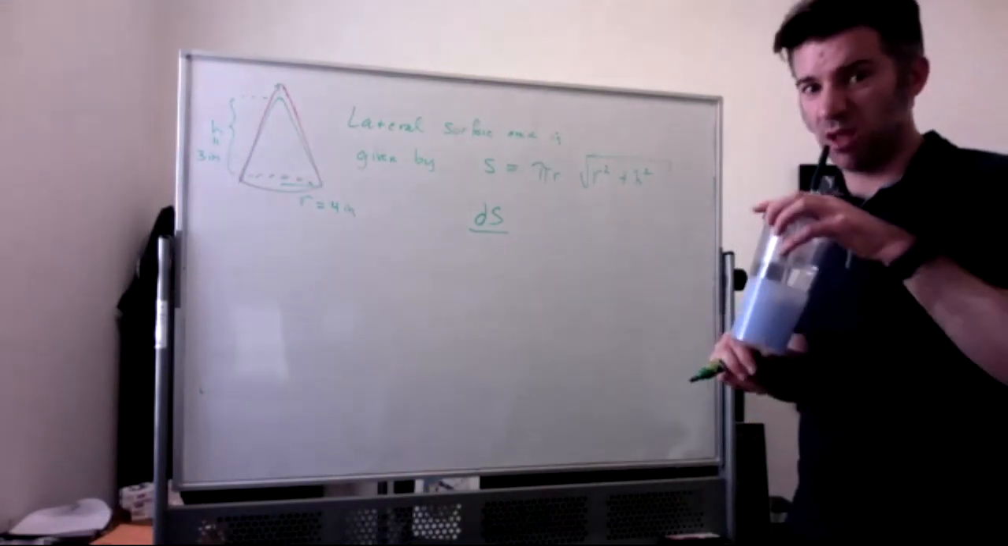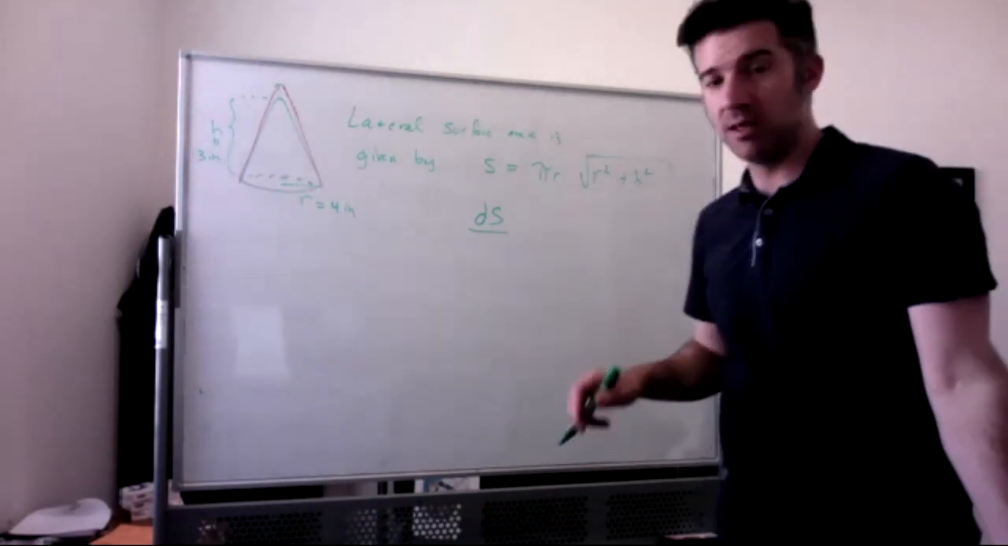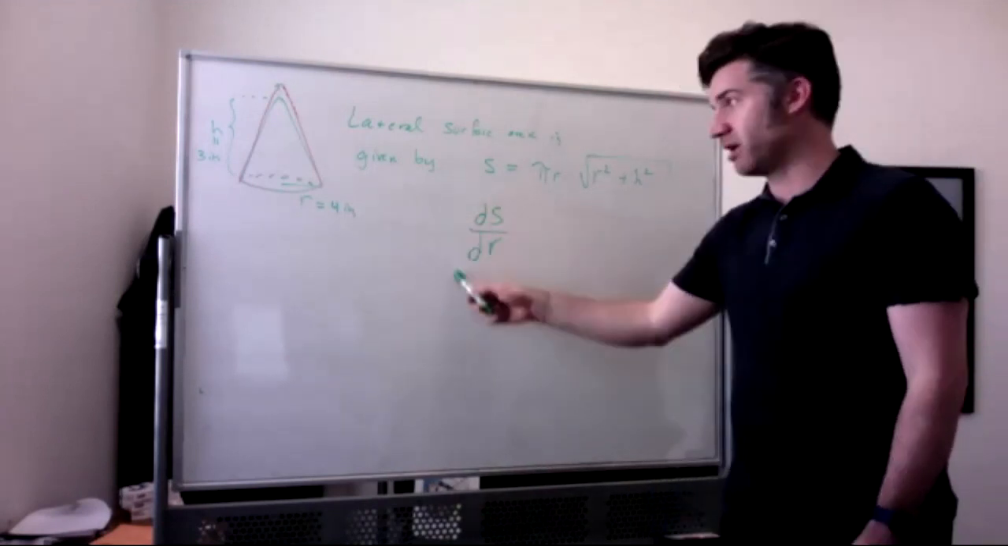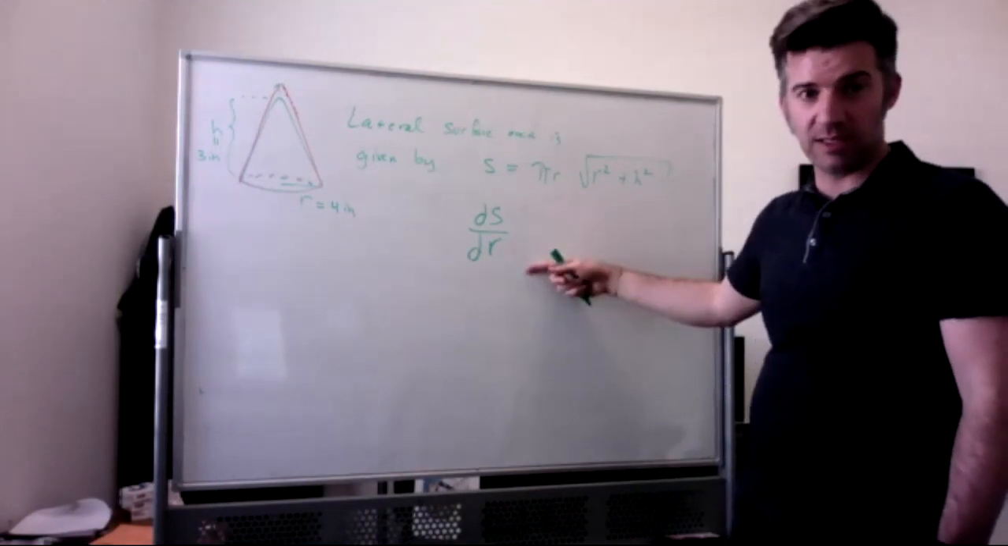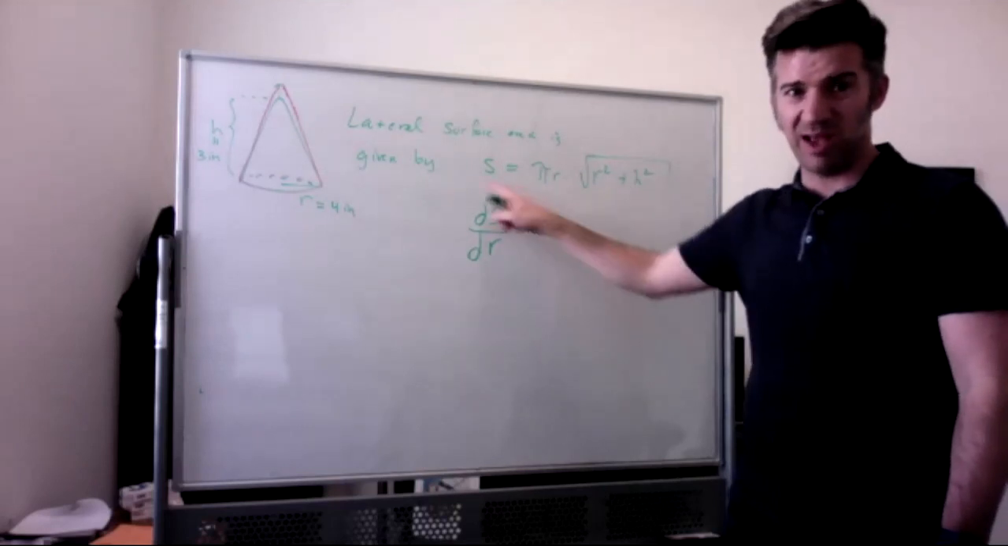It's a good question. So remember what the derivative means. If I wrote ds/dr, this would be asking the rate of change of the surface area with respect to the radius. Or how is the surface area changing as the radius is changing? Is this what I want?